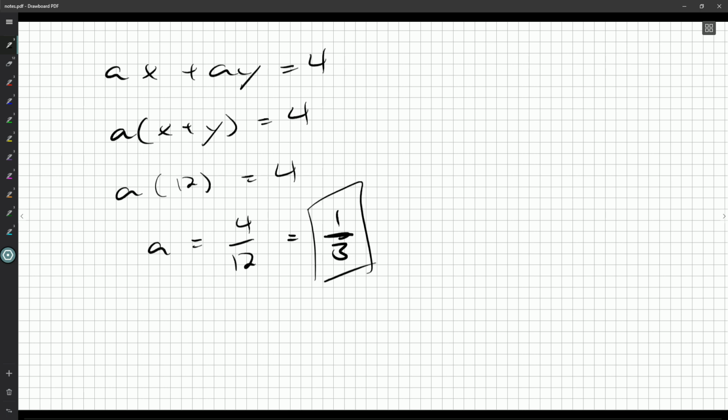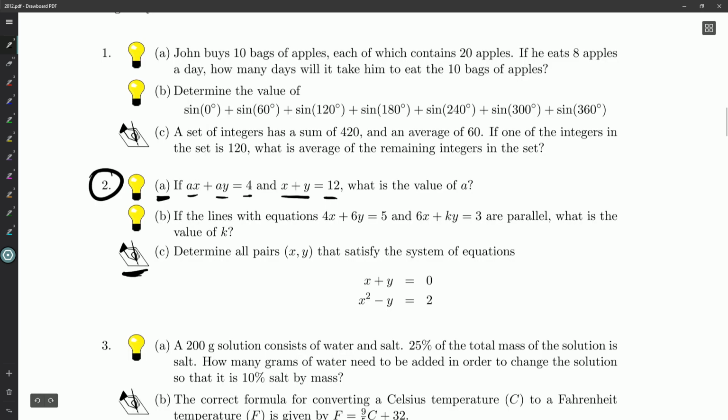Okay, simple rearrangement. It's a light bulb, so we don't have to show all this work. We could just write down 1/3, but it's clear, and we didn't write any words. It's very clear what we're doing from our equations. Okay. So now we're up to 2b.